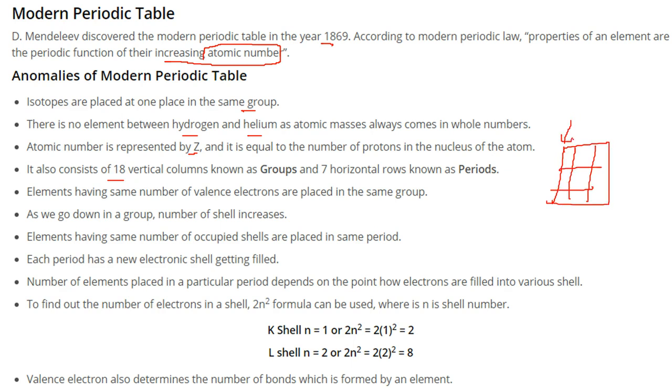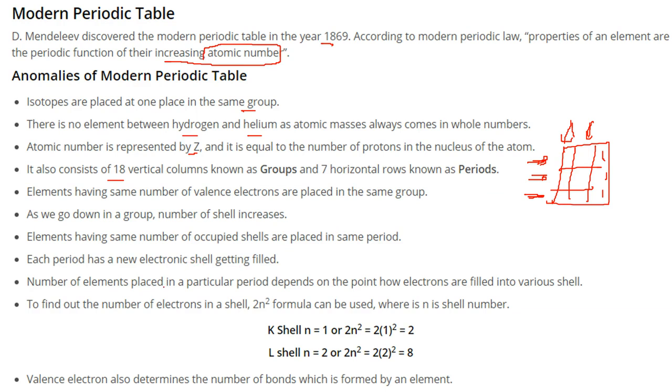Then these were called groups, and these were called periods. So elements having the same number of valence electrons are placed in the same group, meaning the same column, and as we go down the group from here to here, the shell would increase. Elements having the same number of occupied shells are placed in the same period, meaning the same row, and each period has a new electronic shell getting filled.